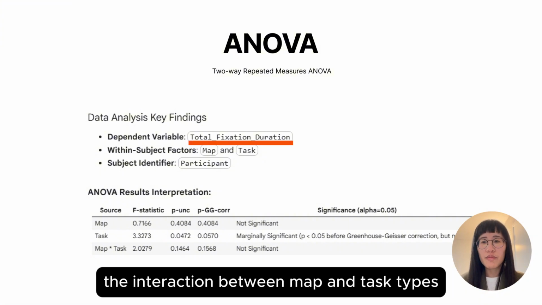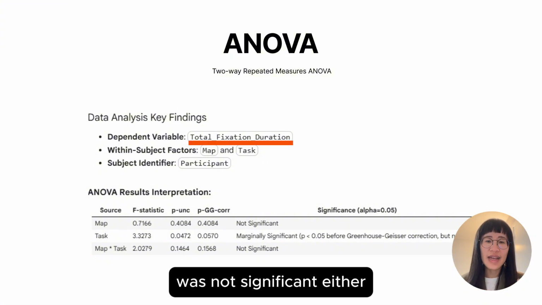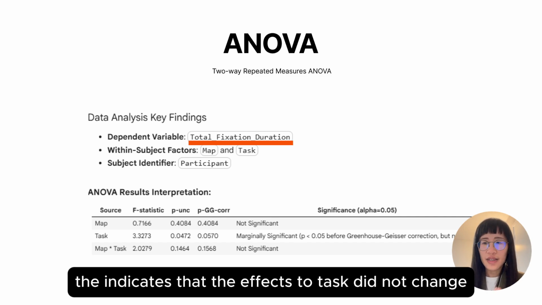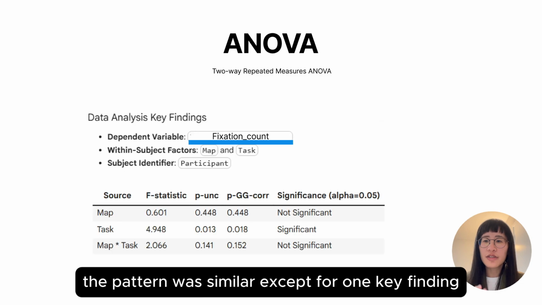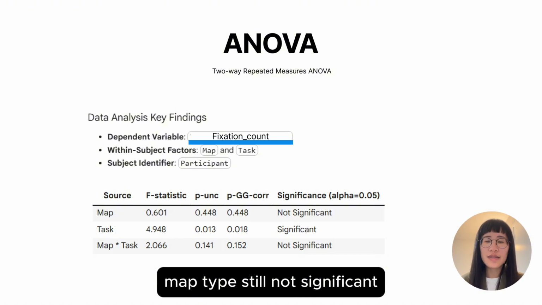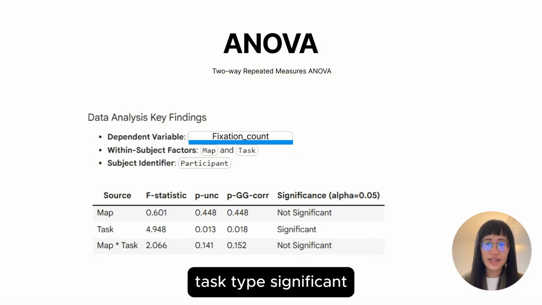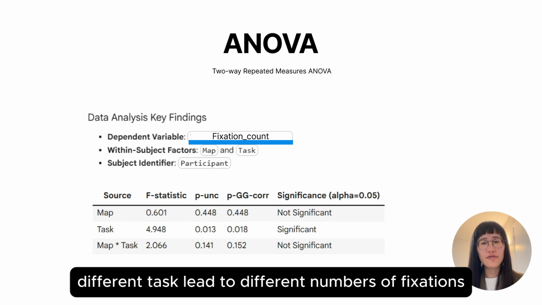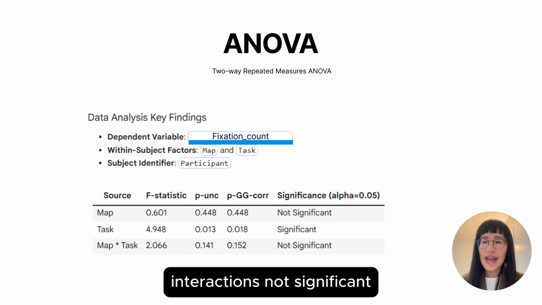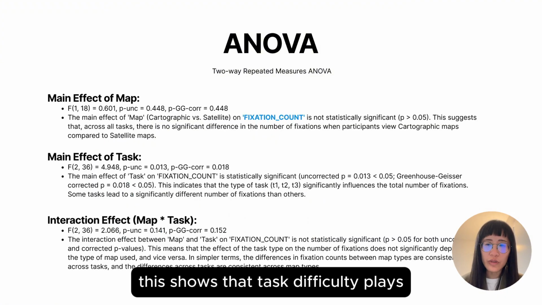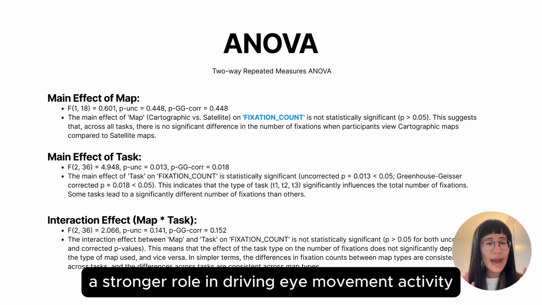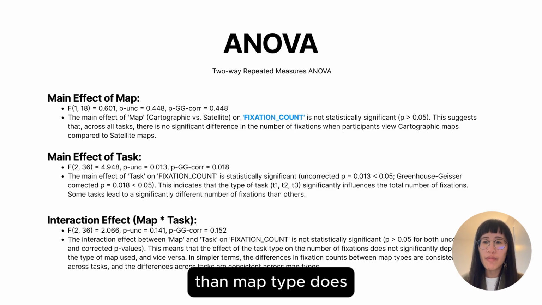The interaction between map and task types was not significant either. That indicates that the effects of tasks did not change depending on which map was used. For fixation counts, the pattern was similar except for one key finding. Map type still not significant. Task type significant. Different tasks lead to different numbers of fixations. Interaction not significant. This shows that task difficulty plays a stronger role in driving eye movement activity than map type does.